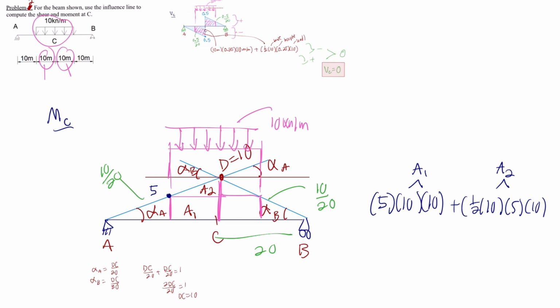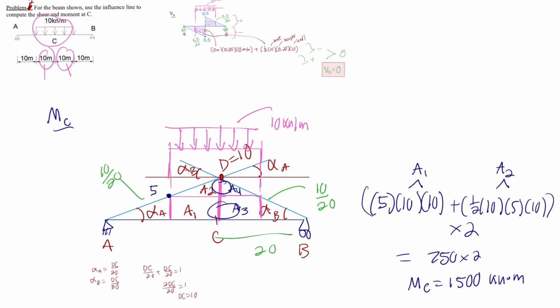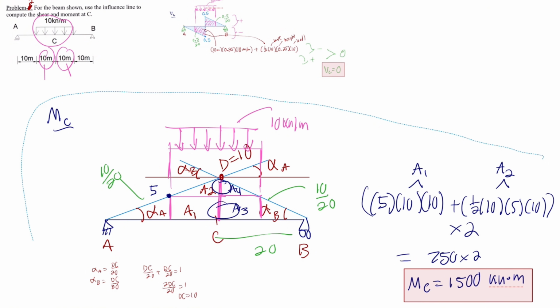And you can see that we label this area 3 and area 4. We see that area 1 is the same as area 3 and area 2 is the same as area 4. So we can just multiply this whole thing by 2. And we get 750 times 2, which means that the moment at C is equal to 1,500, and this will be the answer for part 2, and that is the whole problem solved.